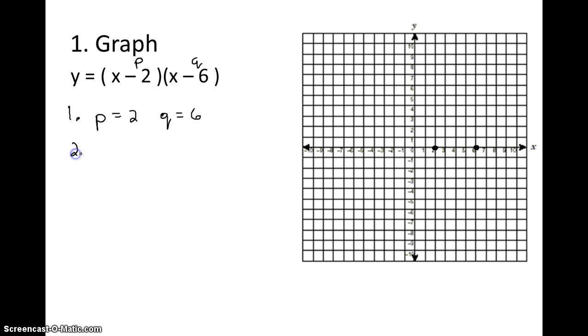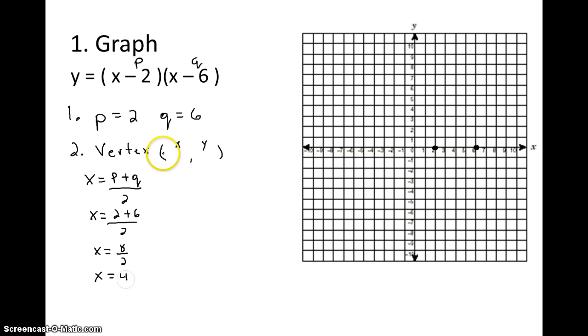And step 2, we find the vertex. For the vertex, we use the formula to find the x coordinate and the y coordinate. So for the x, we add p and q divided by 2. You substitute and you simplify. So 2 plus 6 divided by 2. That's going to be 8 divided by 2, and that's 4. So here's the x coordinate.